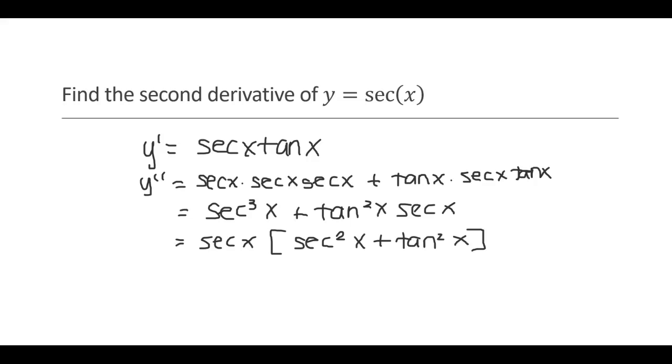Anytime you have two trig functions squared and added, subtracted, multiplied together, you need to be thinking of your trig identities, because the trig identities come from Pythagorean theorem. Pythagorean theorem comes from squared values. So tangent squared plus 1 is secant squared. Therefore, secant squared plus tangent squared is -1. So the second derivative is negative secant x.